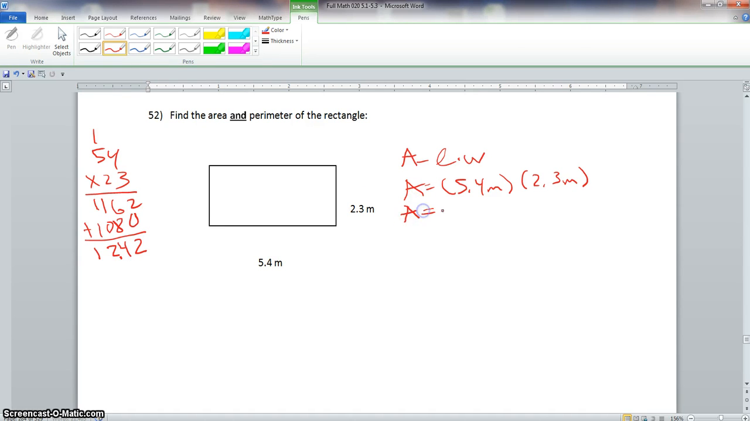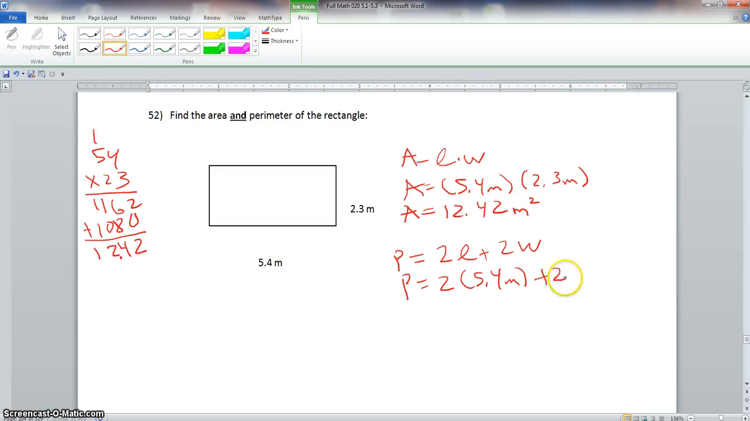So our area is 12.42, and we have to include the units, which would be meter squared, because meter times meter gives you meter squared. Now that takes care of our area. Now we need our perimeter. The perimeter formula for a rectangle is 2 times the length plus 2 times the width. So we substitute. 2 times the length is 5.4 meters, and the width here is 2.3 meters.